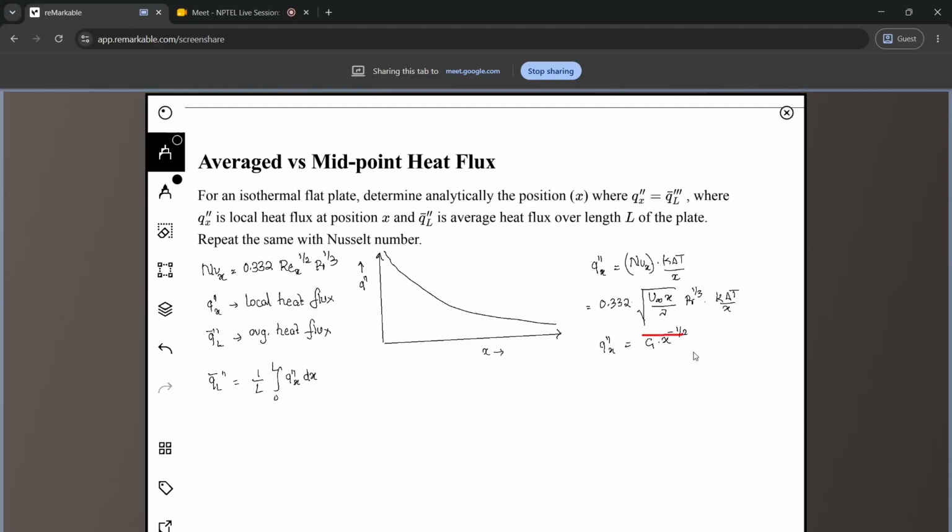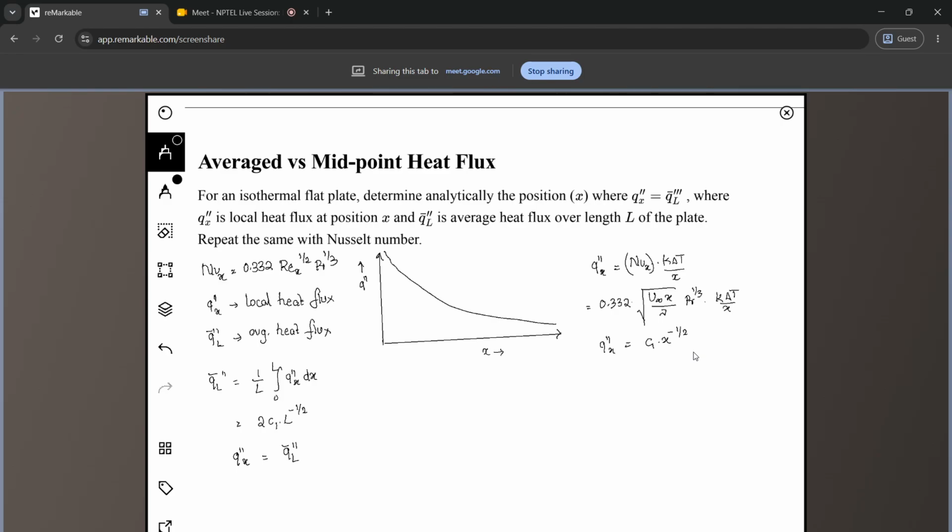So there is a minus half. If you integrate it, you will get 2 times C1, and instead of x, I'll be having L to the power minus half. So the question now asks, what is the position x at which you will have both of them equal to each other? So we'll have to solve for q double prime x equal to q bar by L.